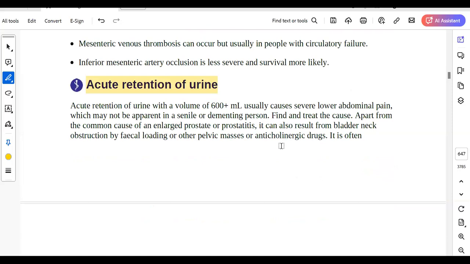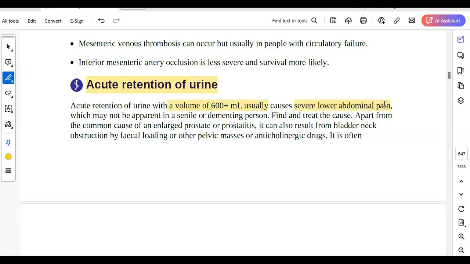Okay, so retention of urine. Retention of urine occurs when more than 600 ml of urine is in the bladder. So when there is retention of urine, what is the problem? The patient has the urge to go to the toilet to pass urine, but they can't because something is obstructing the urethra, right? Because of that, there is accumulation of urine in the bladder, which causes severe lower abdominal pain.